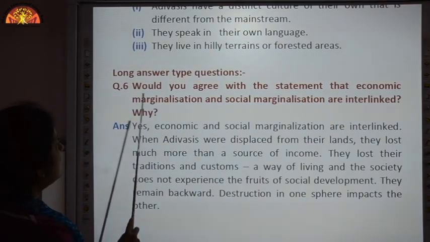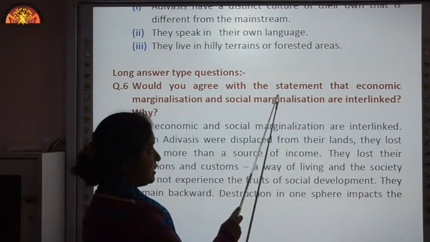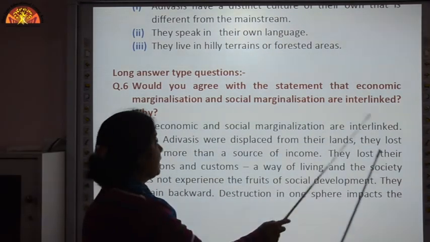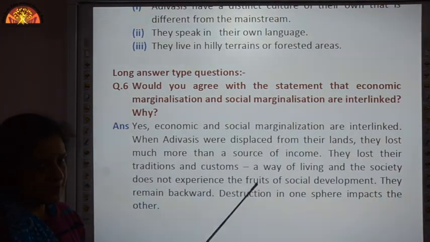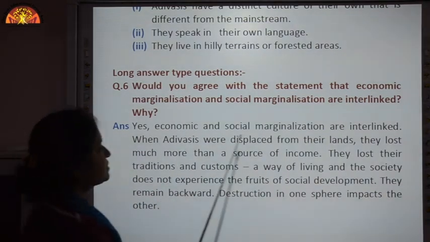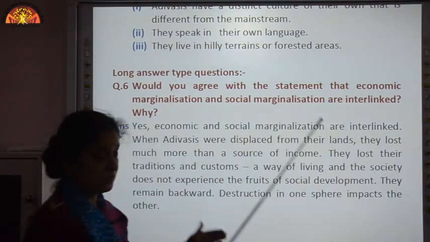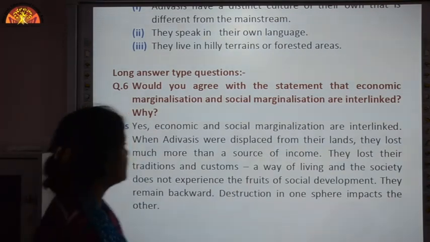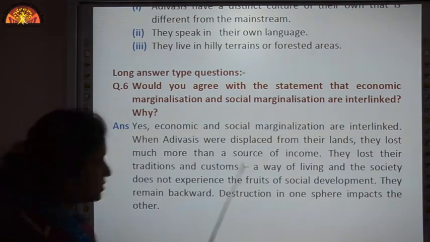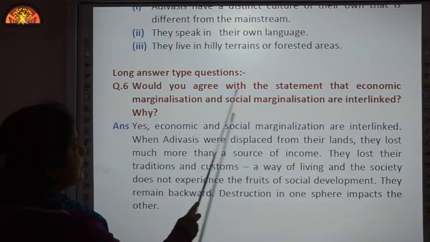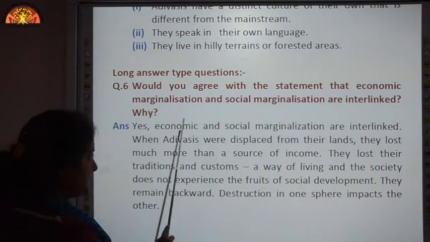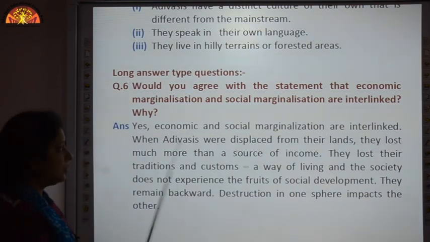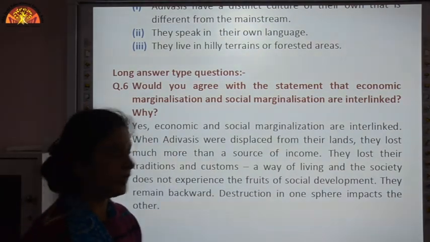Question number 6, would you agree with the statement that economic marginalization and social marginalization are interlinked? Why? Yes, economic and social marginalization are interlinked. They are interconnected. Okay students, now let's start with question number 6, that is a long answer type question. Would you agree with the statement that economic marginalization and social marginalization are interlinked? Why? Yes students, economic and social marginalization are interlinked.